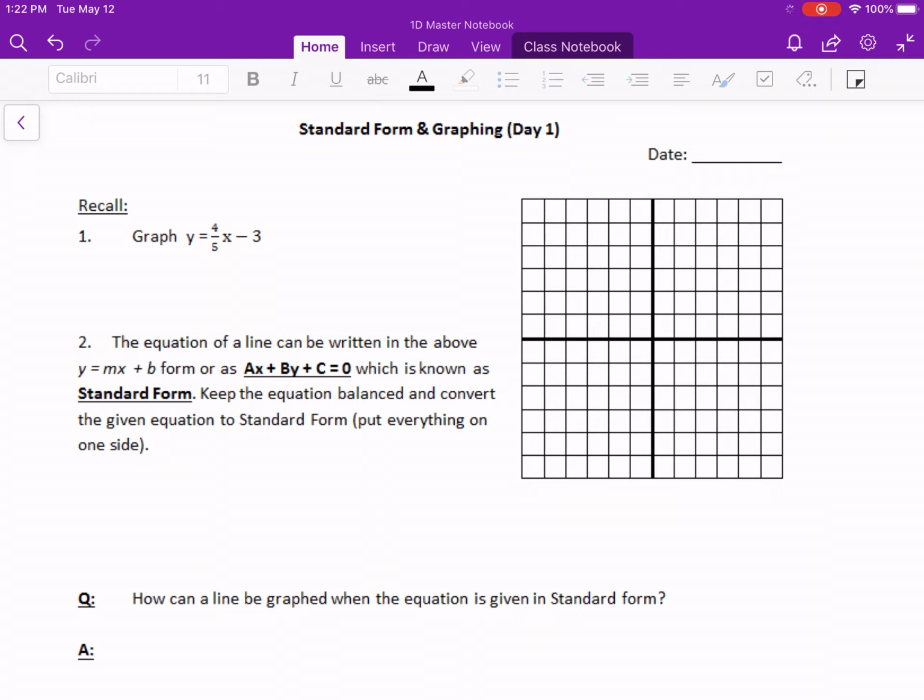I can type that in Desmos as well. 4x minus 5y minus 15 equals 0. Let's change the color here of this one. Make that one red. What you'll notice is I've got the exact same line. In fact, you can tell what I'm going to do is I'm going to toggle it on and off.